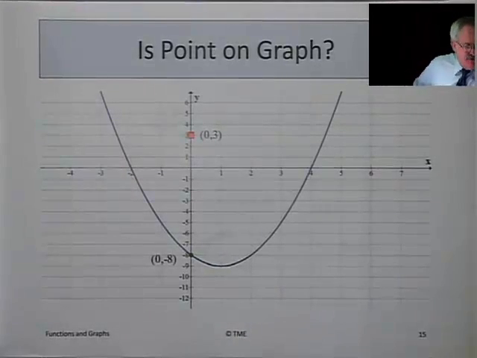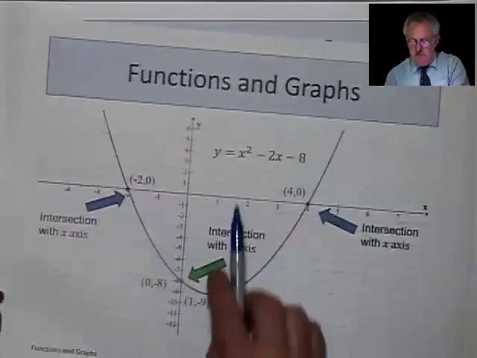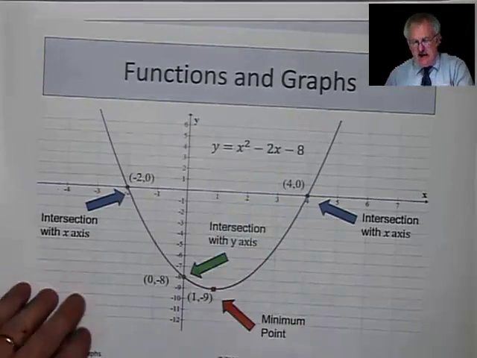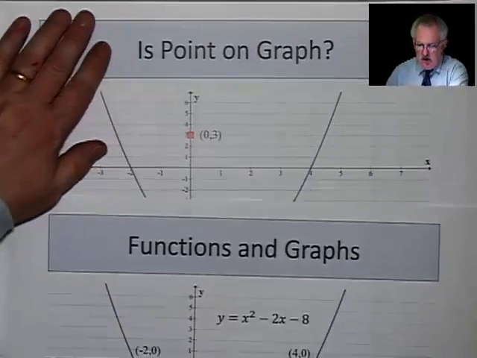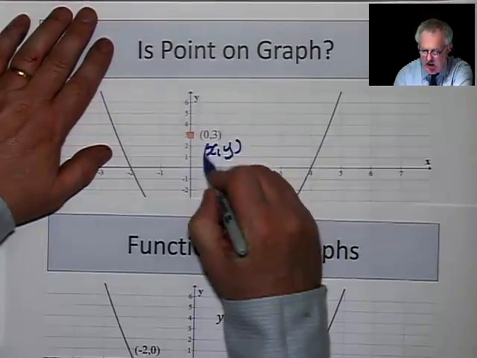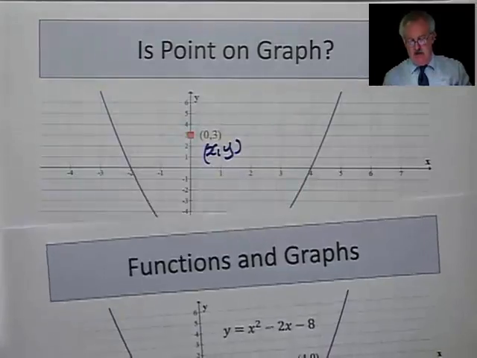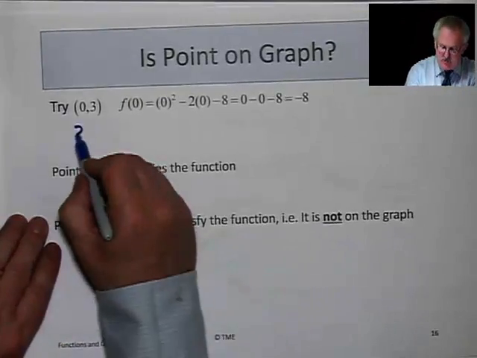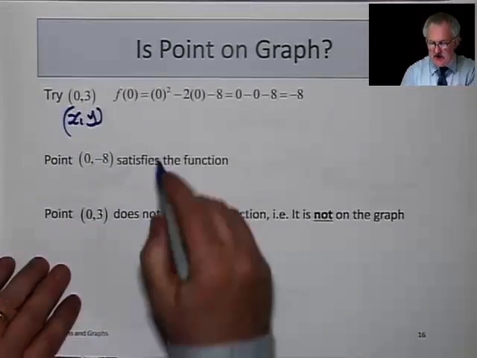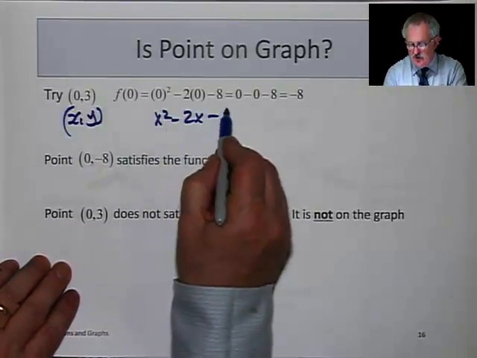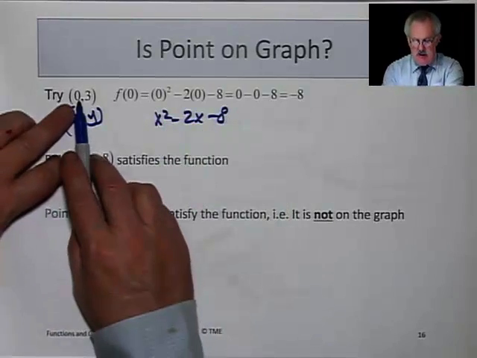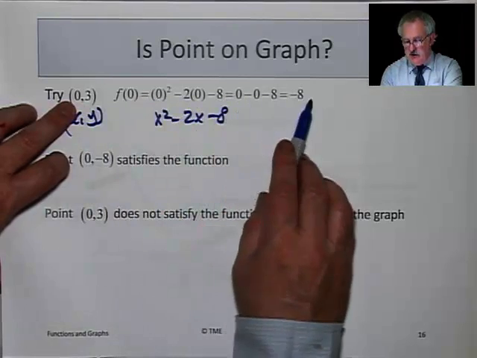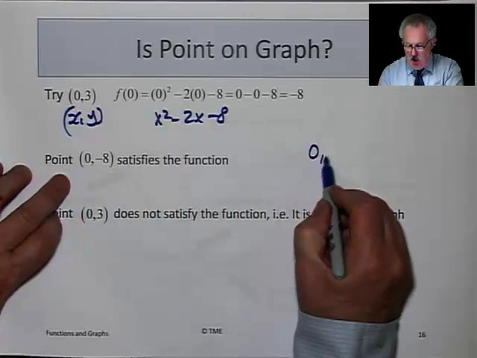We have it there a few times. And we know that the graph is x squared minus 2x minus 8. So let's plug in the value. If we're asking for a point (0, 3), we know that that's (x, y). Every point is (x, y). So let's see if it works. Let's try the point (x, y) in the equation x squared minus 2x minus 8. So let's try 0. 0 squared minus 2 times 0 minus 8 is minus 8. And we get the point (0, minus 8).